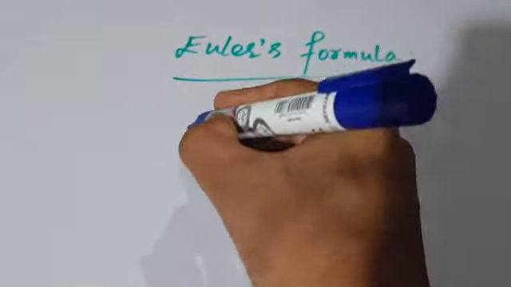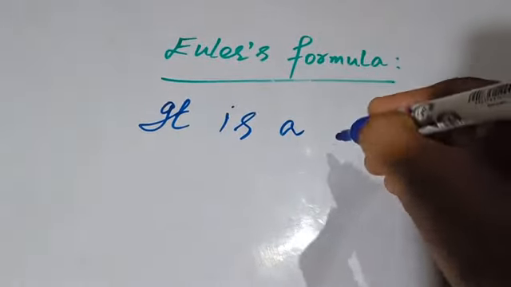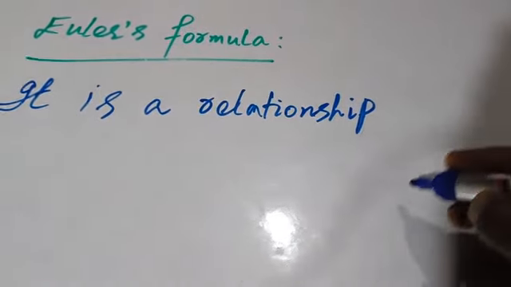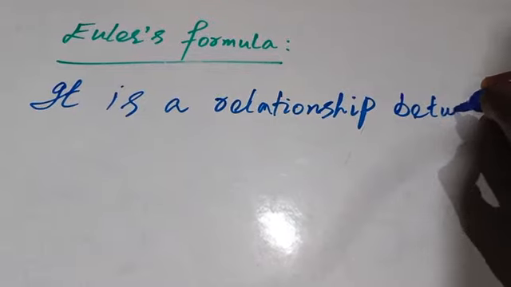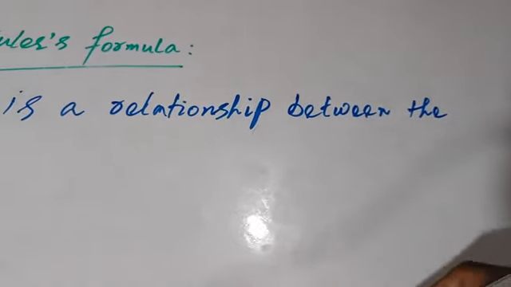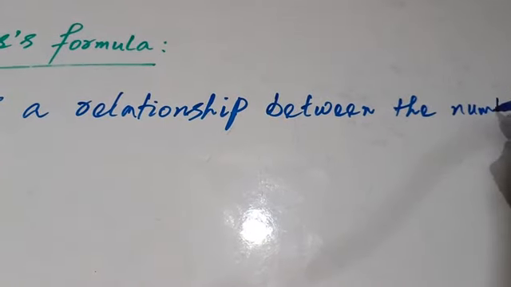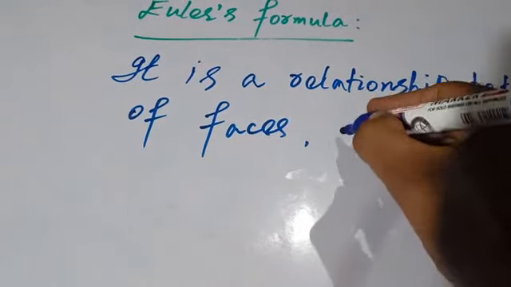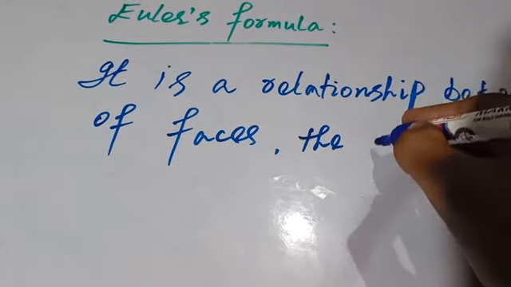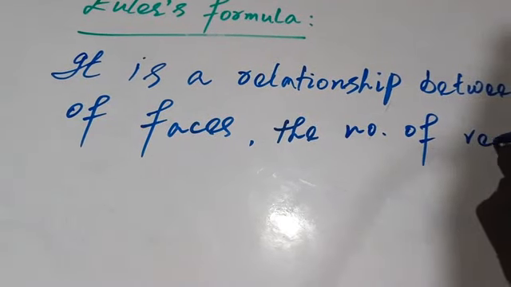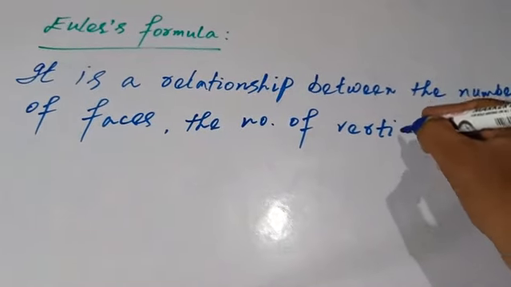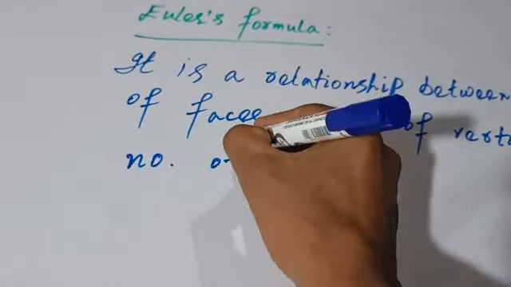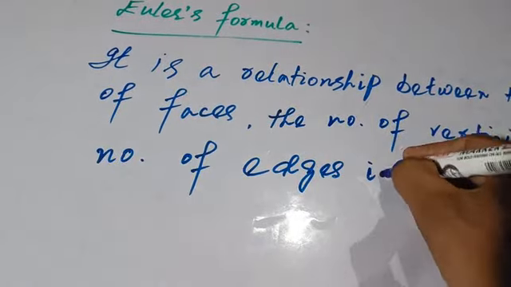Let me write this first. It's a relationship between the number of faces, the number of vertices, and the number of edges in a polyhedron.